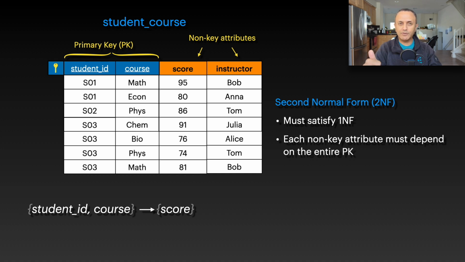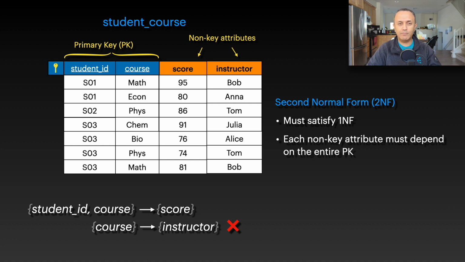What about the instructor? Instructor depends on the course only. It has nothing to do with the student. Knowing the course should tell us who the instructor is. So we will say that instructor is dependent on course. Course is not the primary key. Course is part of the primary key. So this means that the condition is not satisfied for this attribute, and hence the table is not in second normal form.